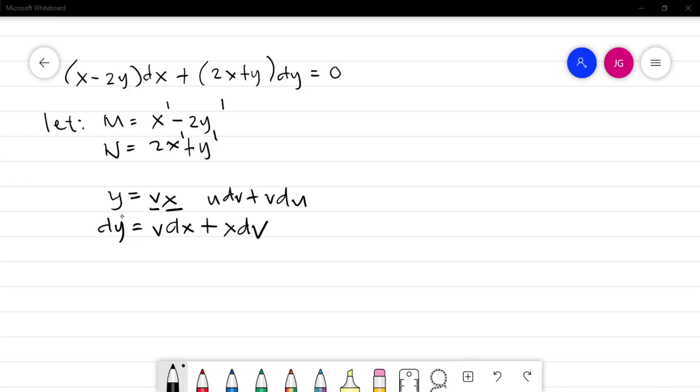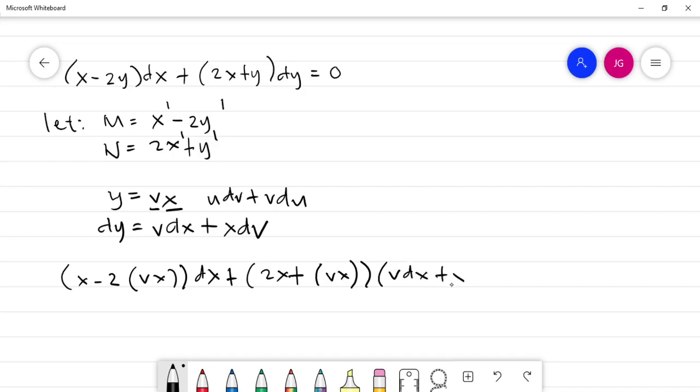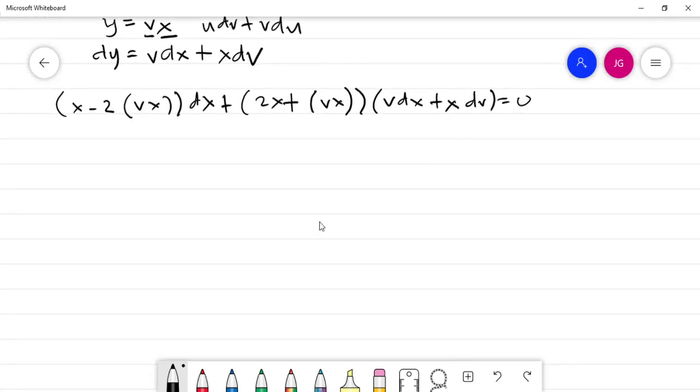Then, afterwards, substitute the value of y and dy into the original equation. So, that is (x minus 2vx) dx plus (2x plus vx) times (v dx plus x dv) equal to 0. So, that is the new equation.